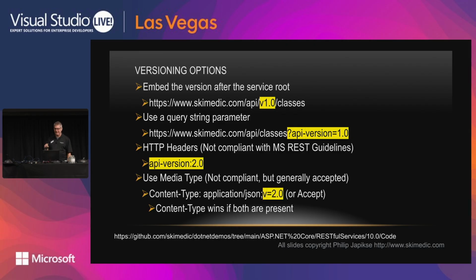You can also use media type, also not compliant, but generally accepted, where you have a content type where you say v or api-version or whatever your keyword is equals the number of the version. If content type and accept are both present, content type wins. So when you're using media type, it can be content type or accept, right? If you use both, you're going to confuse people. And if you use both, content type wins. So those are the 4 ways that we can pass in a version.